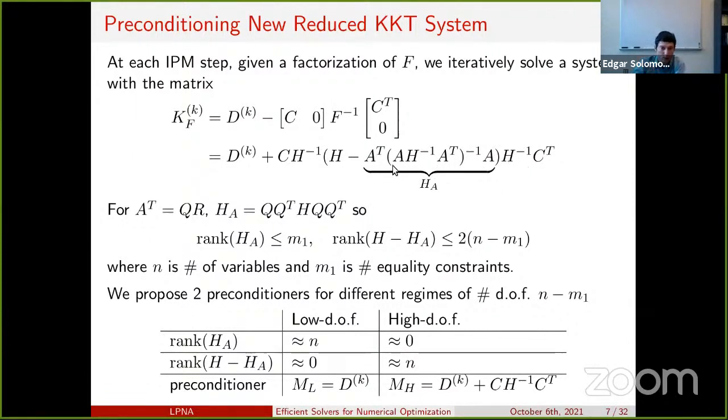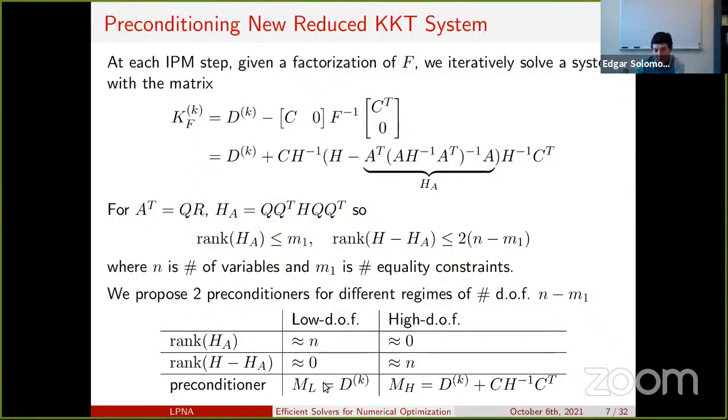We can then observe that this term here, H minus H sub A, or sometimes this H sub A term, will be lower rank. This will allow us to design efficient preconditioners for this reduced system. But perhaps the more basic observation is that we've been able to pull out this ill-conditioned term to the front of the system. So the main goal of our preconditioners will be to alleviate the ill-conditioning associated with this term.